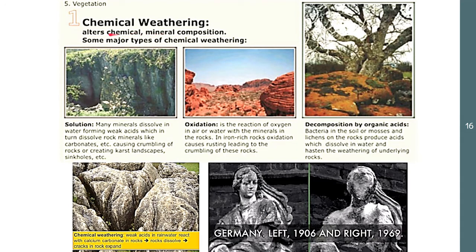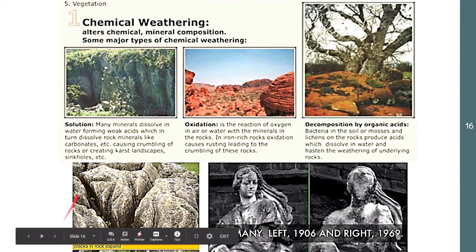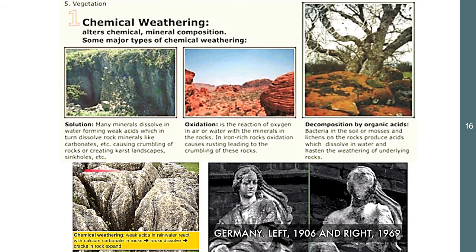Chemical weathering, on the other hand, alters the chemical and mineral composition of rocks. For example, in terms of solution, many minerals dissolve in water, forming weak acids, which in turn dissolve rock minerals like carbonates and such. So we have here an example of chemical weathering. As you can see, these cracks in this part of the rocks were disintegrated because of the reaction of weak acids in rainwater with the calcium carbonate found in rocks. So it results in the rock being dissolved and the cracks expanding.